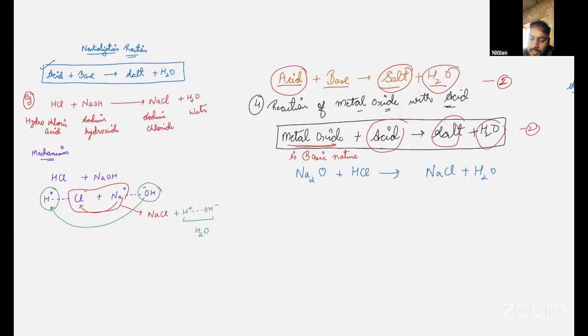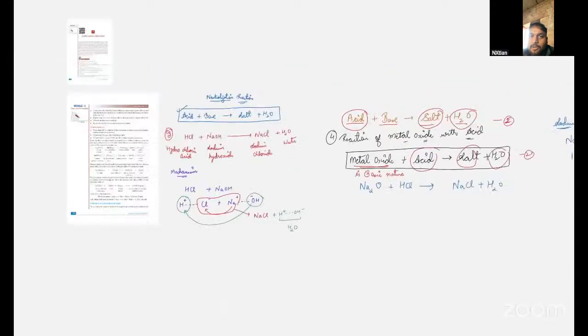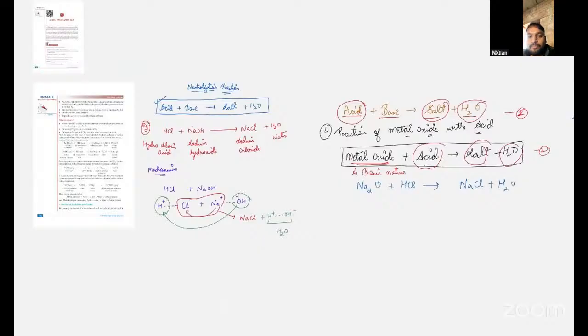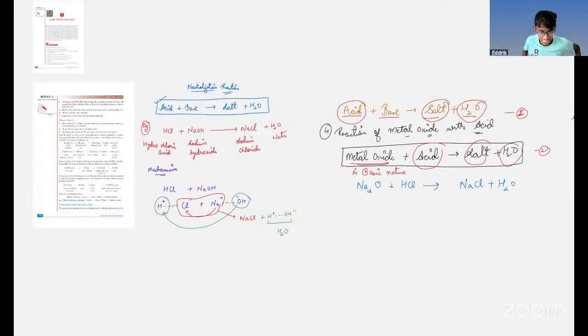Okay, so this is the thing. Now you guys can write it down. Done, sir. So basically, metal oxide, metal hydroxide, metal carbonate and metal bicarbonate, all of them are basic in nature, right?